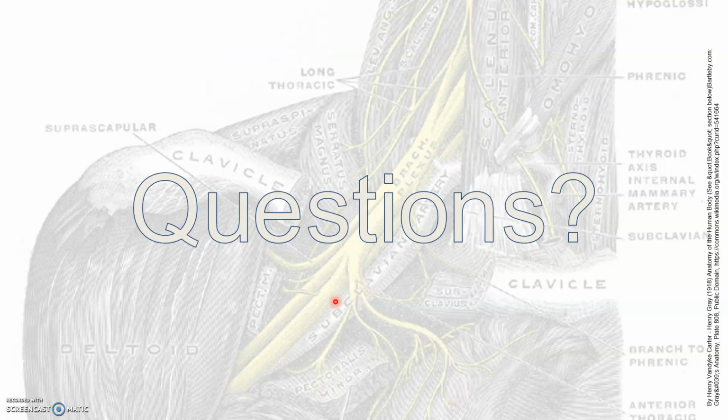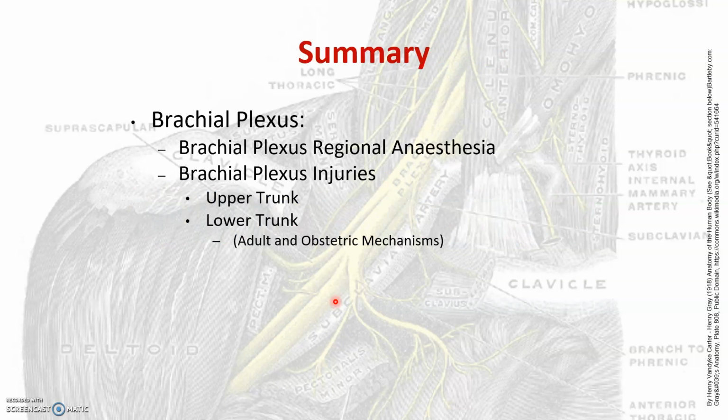So if you have any questions, you can ask them in class. In this short lecture, we covered brachial plexus injuries, brachial plexus regional anesthesia, and the anatomy of the brachial plexus.